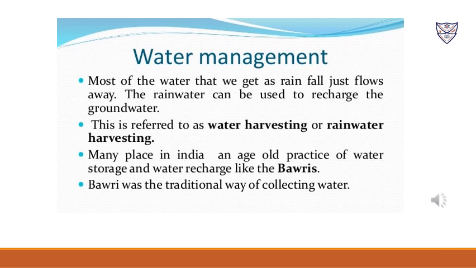Now, because of this depletion of water, it is essential that we manage water properly. Most of the water that we get as rainfall just flows away. This rainwater can be stored and used in a better manner. This is what is referred to as rainwater harvesting. This is basically a system where you collect the rainwater and then you use it properly in future. Many places in India have an old practice of storing water and water recharge. They are called bowries. It is a traditional way of collecting water.